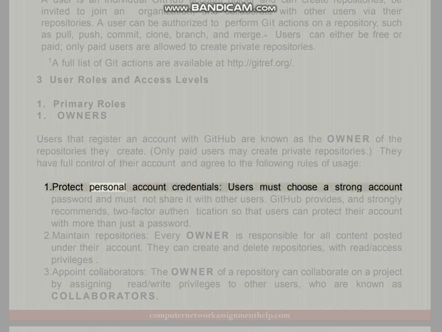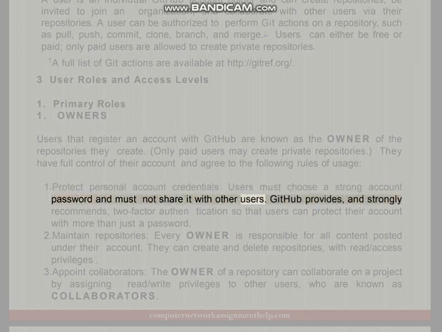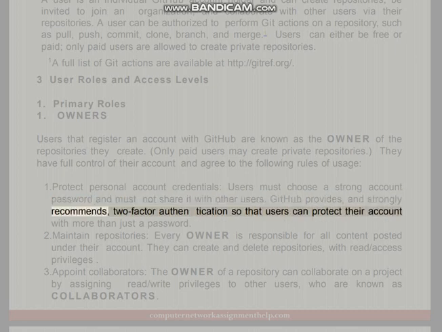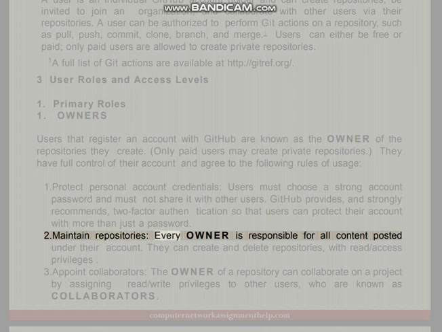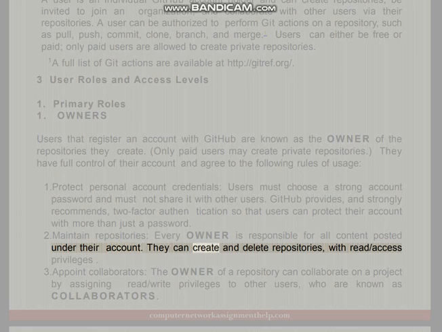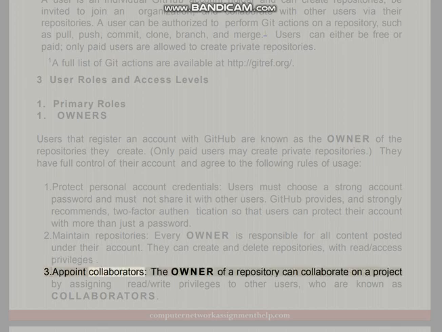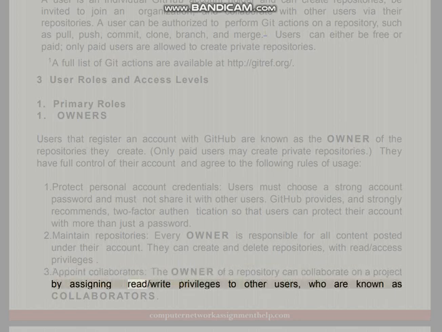1. Protect personal account credentials. Users must choose a strong account password and must not share it with other users. GitHub provides, and strongly recommends, two-factor authentication so that users can protect their account with more than just a password. 2. Maintain repositories. Every OWNER is responsible for all content posted under their account. They can create and delete repositories with read/write privileges. 3. Appoint collaborators. The OWNER of a repository can collaborate on a project by assigning read/write privileges to other users, who are known as COLLABORATORS.